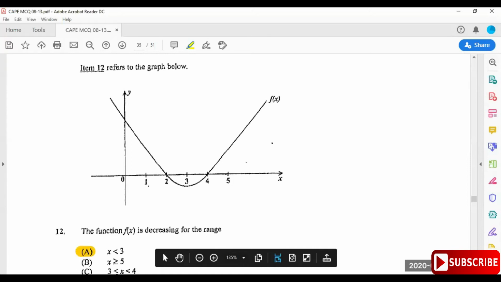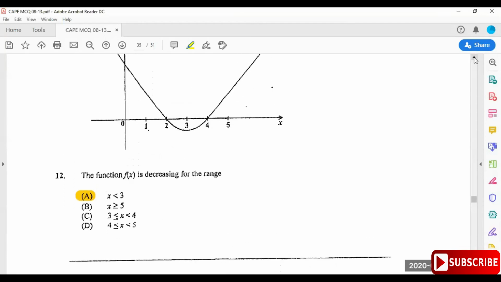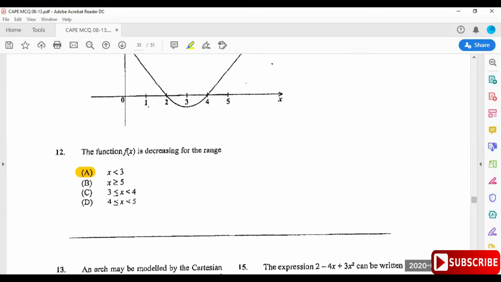And if it's increasing, it would be increasing when x is greater than 3. When is it stationary? When would it be stationary? When x equals 3. Yeah, x equals 3, that's when it would be stationary.